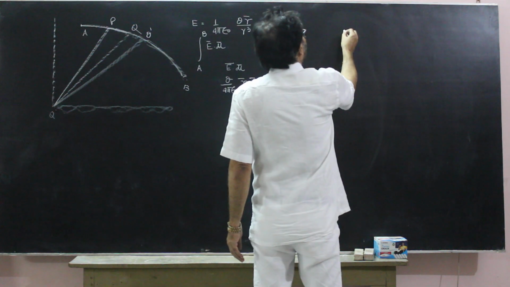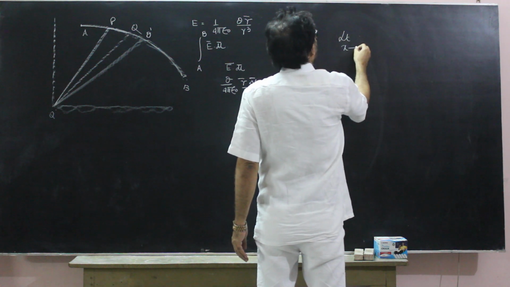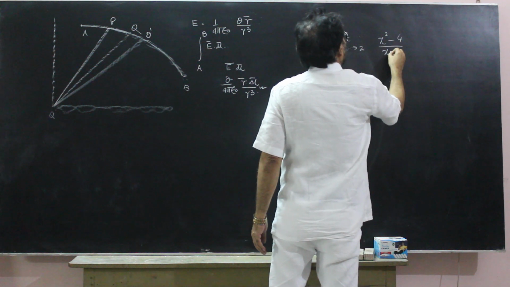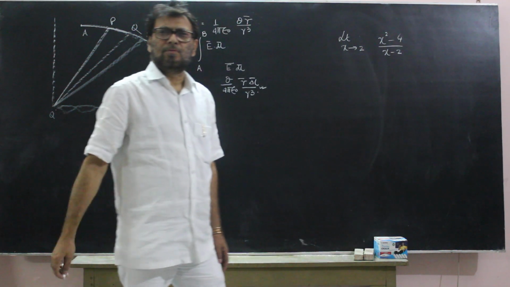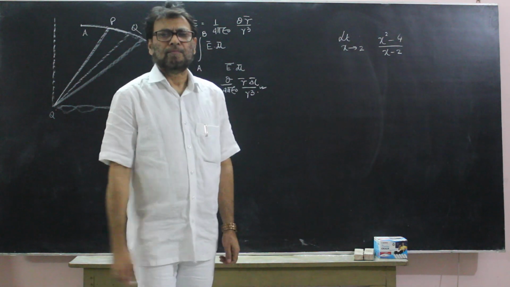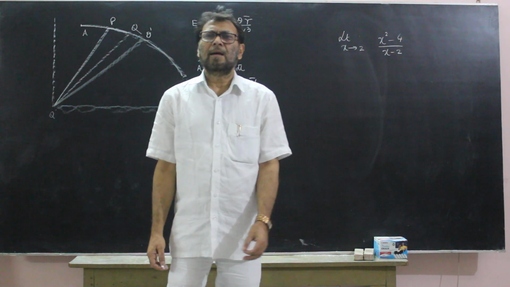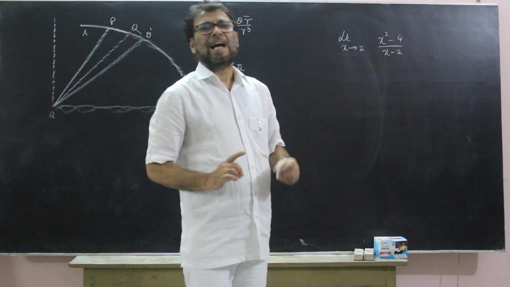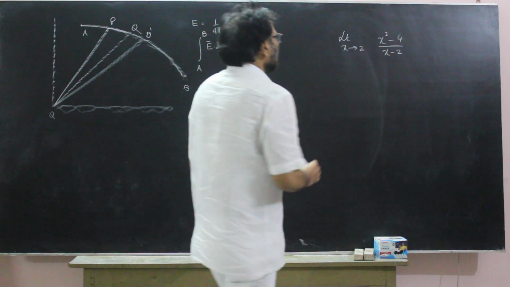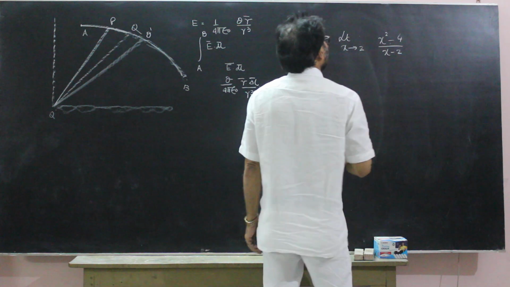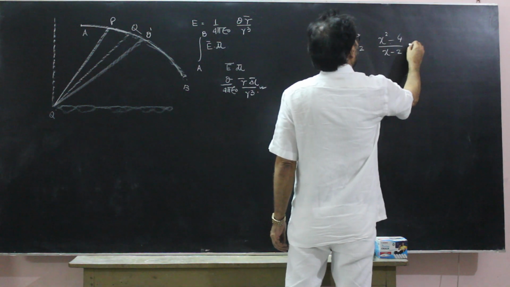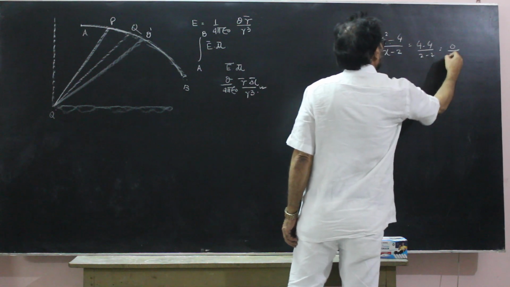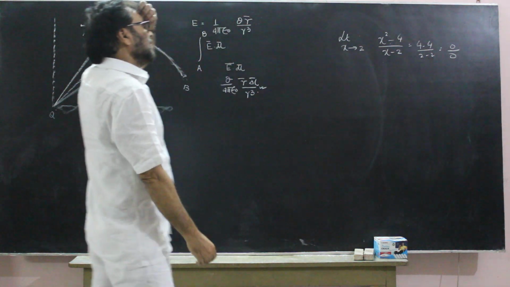Now you can solve this problem. Limit x tends to 2, x square minus 4 by x minus 2. Limit x tends to 2 means x is very very close to 2. It may be 1.999999. It is almost equal to 2, but not exactly equal to 2. So if we put x is equal to 2, then it will be 4 minus 4 and 2 minus 2, 0 by 0. Cannot be determined.